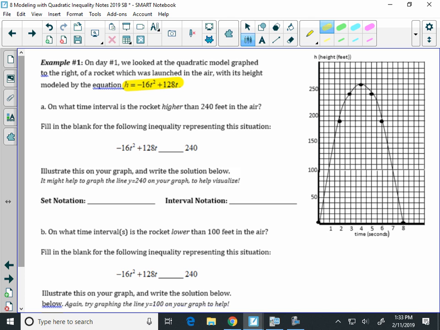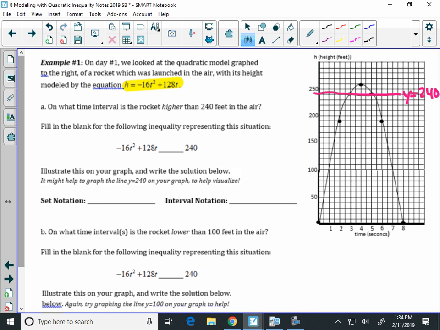What that visually looks like here is I want you to draw a line. You can use a color if you want or just your pencil. It doesn't matter. But I want you to draw a line at y equals 240, because we are looking for where the rocket is above that pink line, for higher.